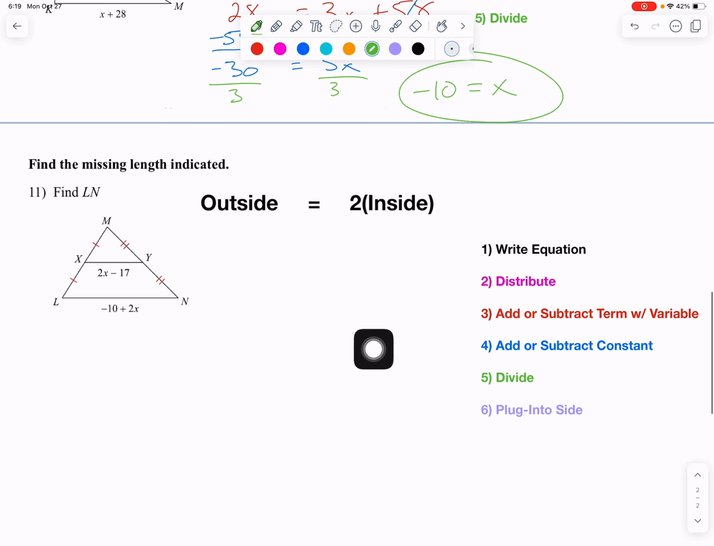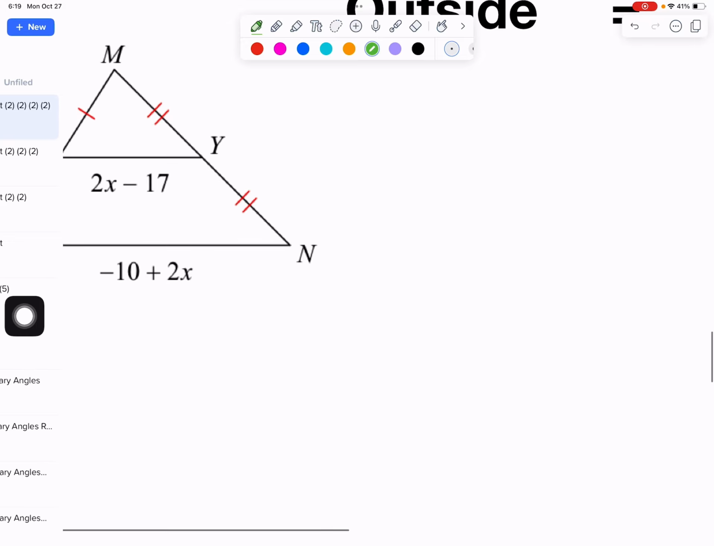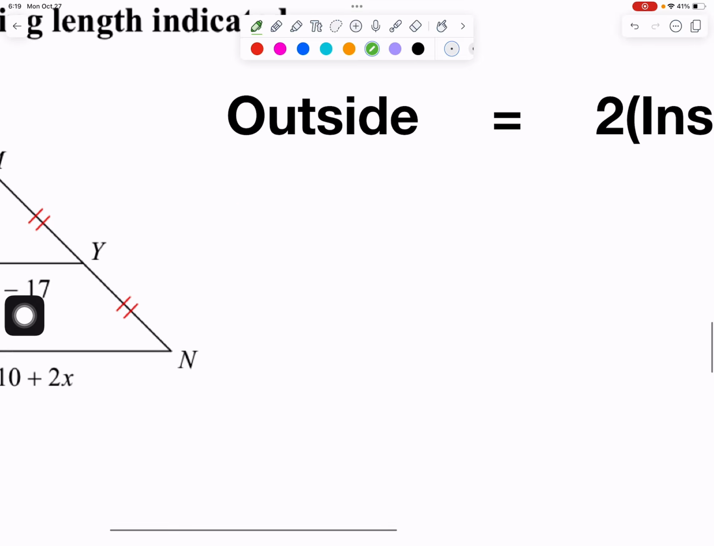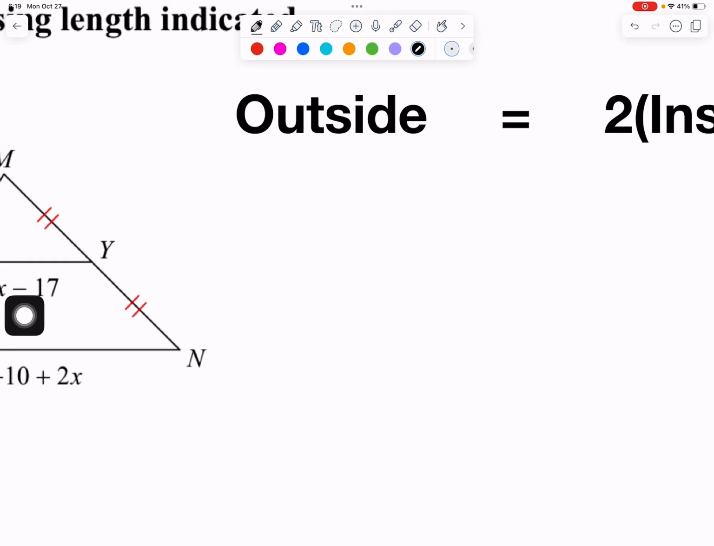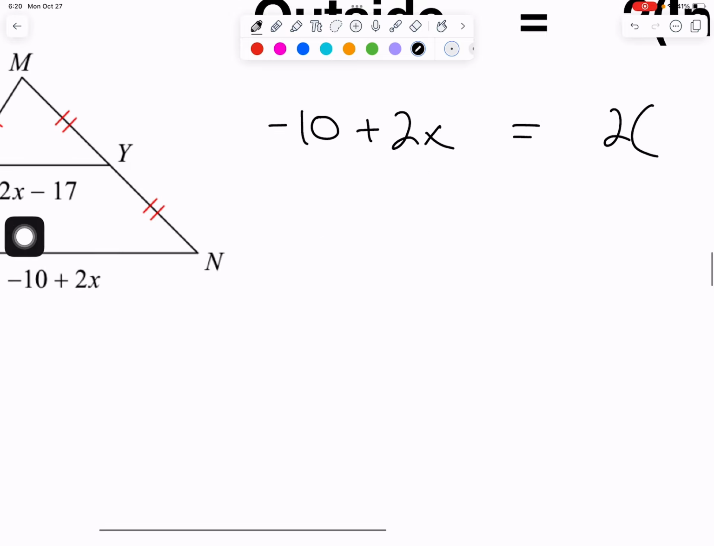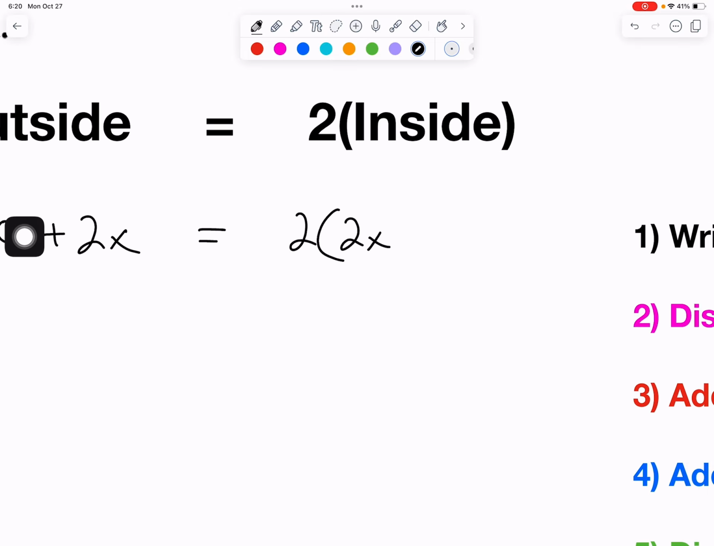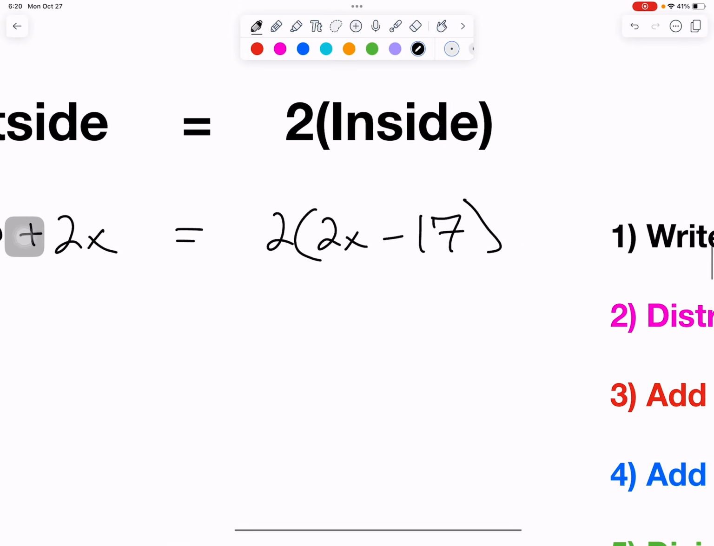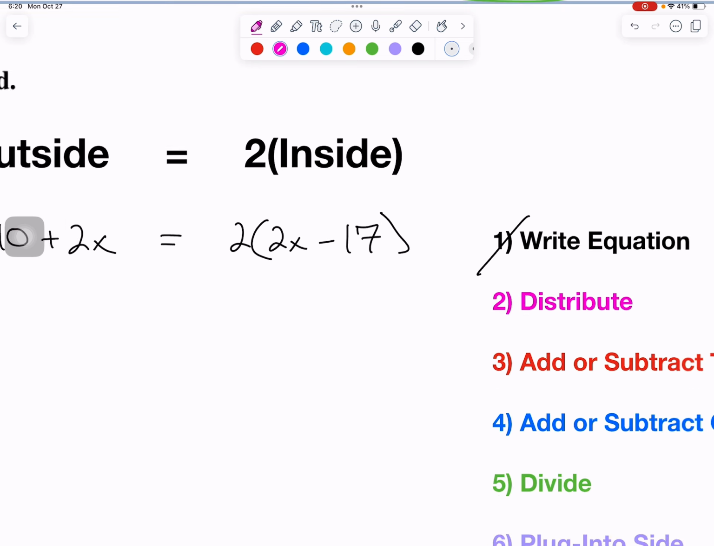But for 11 through 15 or 16, we will have to plug in. Outside equals 2 times the inside, or base equals 2 times the mid-segment. We will write the equation. What's on the outside, representing that base? Negative 10 plus 2x. Bring down that equals. Bring down your 2. Open your parentheses. What's that mid-segment? 2x minus 17. Step 1, done.